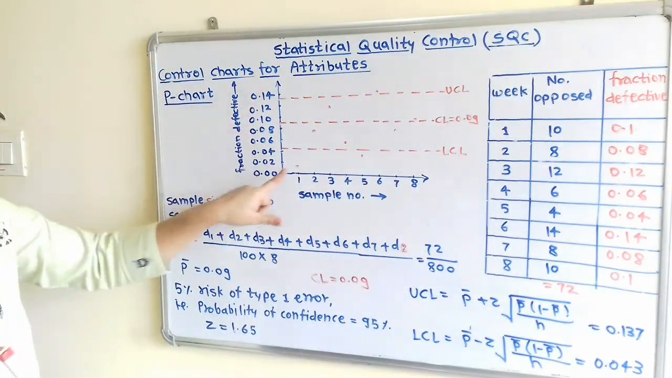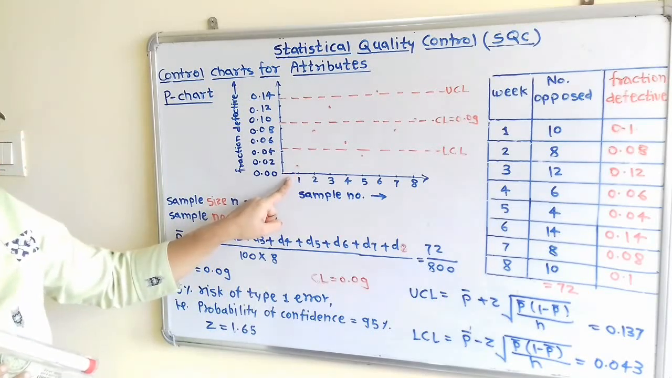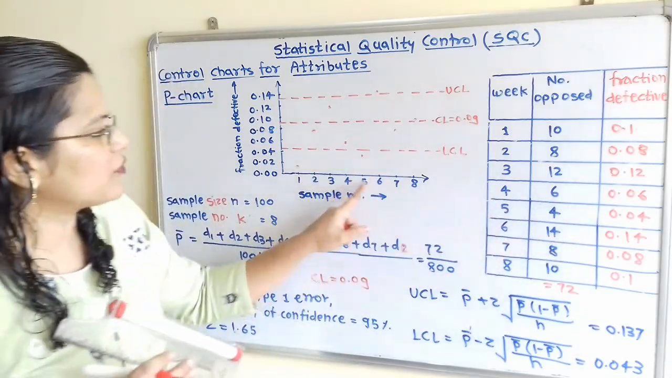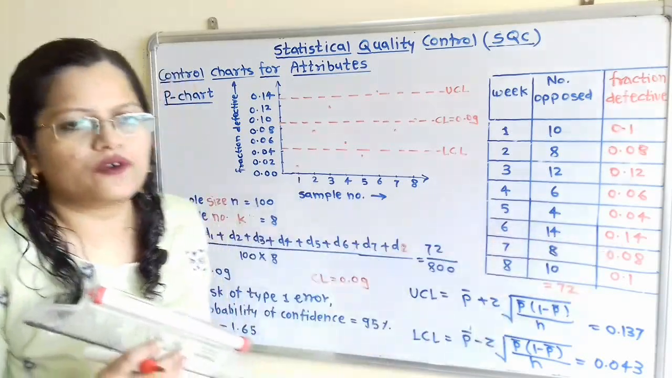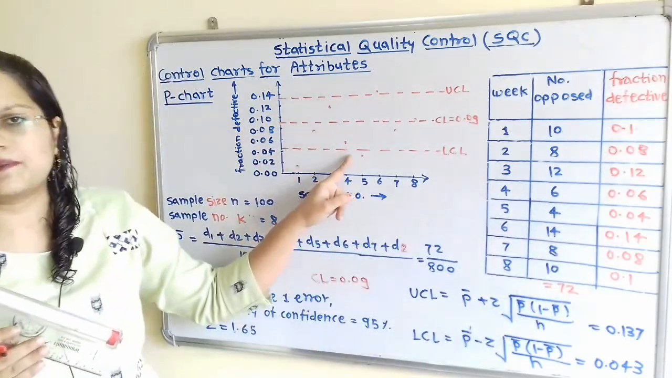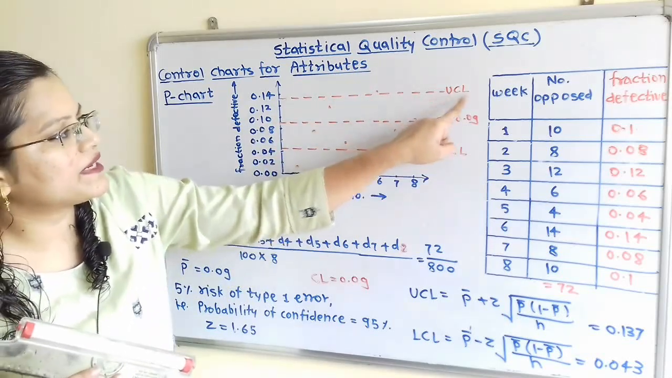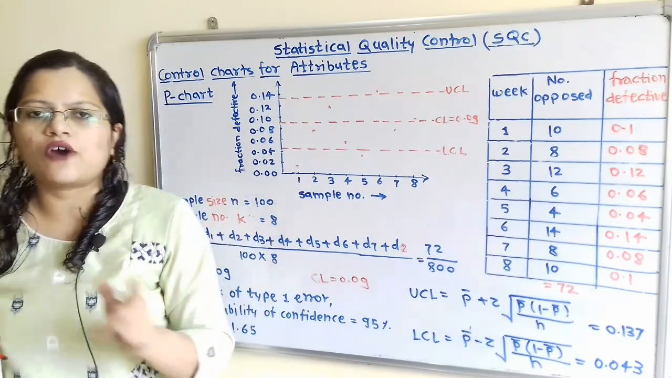Now if we observe this chart, the points for sample number 1, and sample number 5, which is 0.04, and for sample number 6, which is 0.14, are out of the control limits, that is, not within the range of the lower control limit and upper control limit. So we can say that this process is out of control.